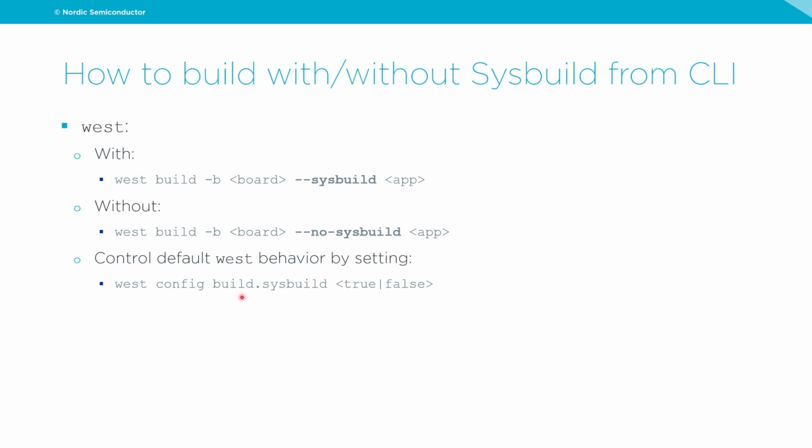But the other way to change it is by changing the West configuration to use sysbuild by default. So that's something you can do once, and then you don't need to add the sysbuild option every time you try to build an application.